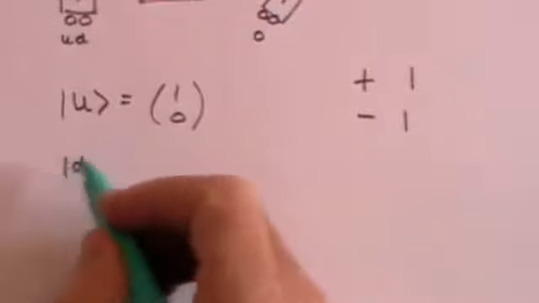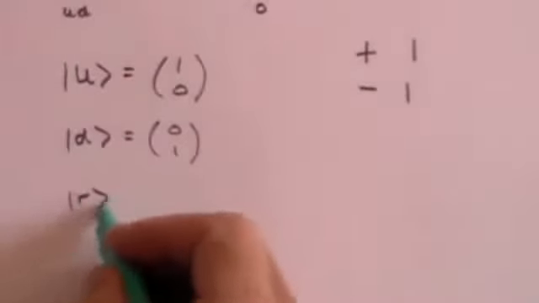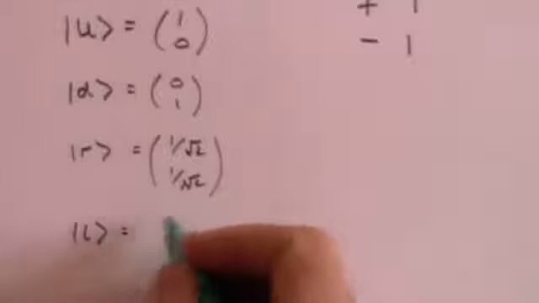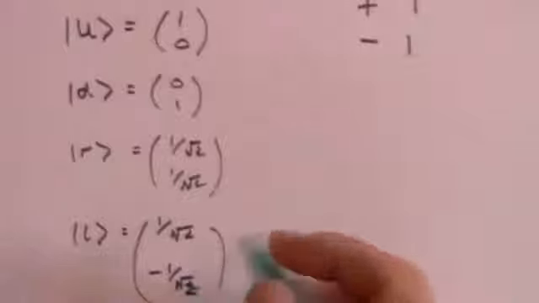Up was represented as 1, 0. Down was represented as 0, 1. Right was represented as 1 over root 2, 1 over root 2. Left was represented as 1 over root 2, minus 1 over root 2. In was represented as 1 over root 2, i over root 2, and out was represented as 1 over root 2, minus i over root 2. And those were the 6 values.